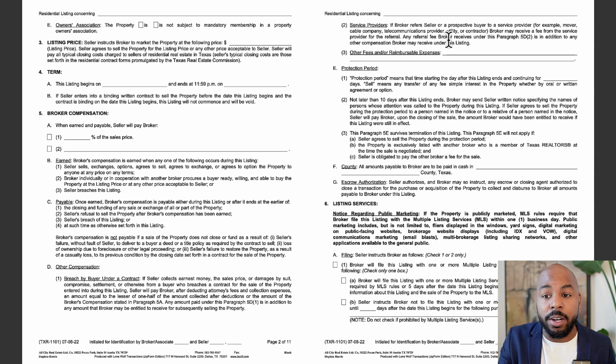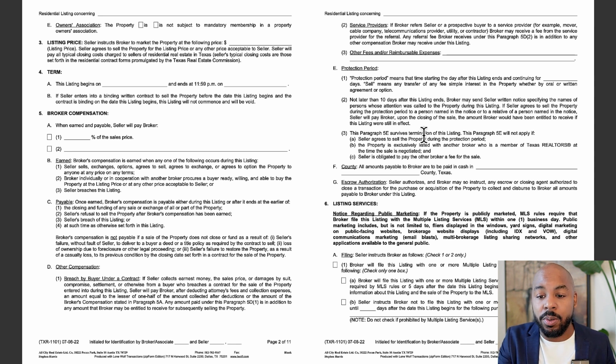Service providers, if I have a relationship with any service providers, then that means that I'm going to need to disclose that to you, and absolutely will. Over here on section E, the protection period, and I usually put a time of about 10 days here, and this just means that anybody who came to see the house while it was listed with us, if they purchased the house within the certain amount of days that we list here, then we are still due commission. Okay, so read through that.